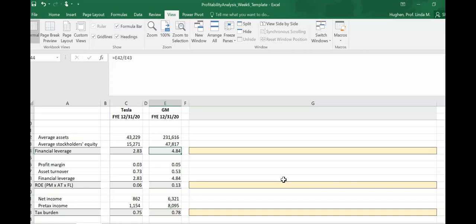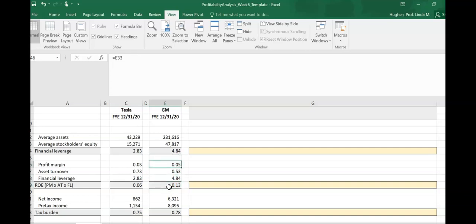We see that GM is using much more debt or liabilities to finance its operations. And think about that with the ratio comparing assets to equity: the smaller our denominator of total stockholders' equity, the more we are using liabilities and the higher our financial leverage is going to be. If we look at profit margin compared, we see GM has a higher profit margin, uses much more liabilities than Tesla, and even though its asset turnover is quite a bit lower, it still generates a much higher ROE.